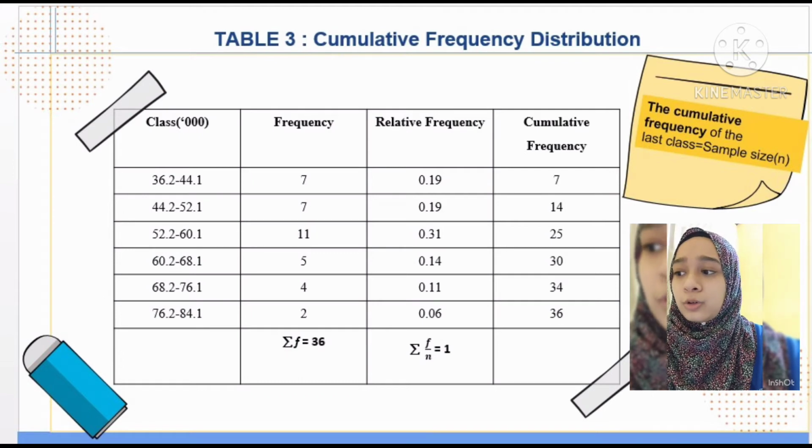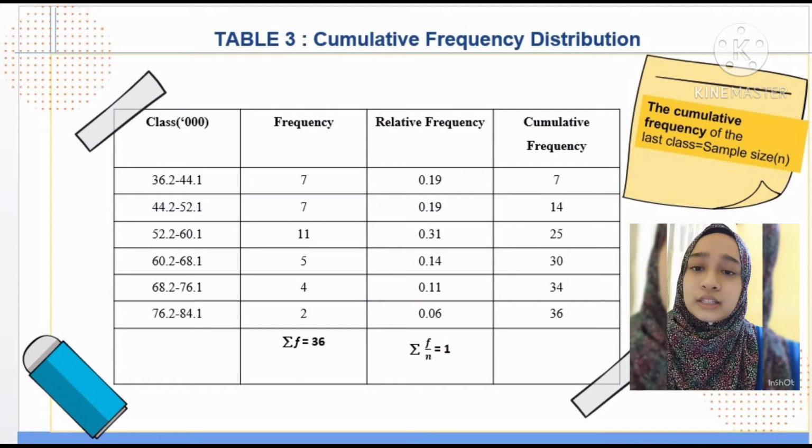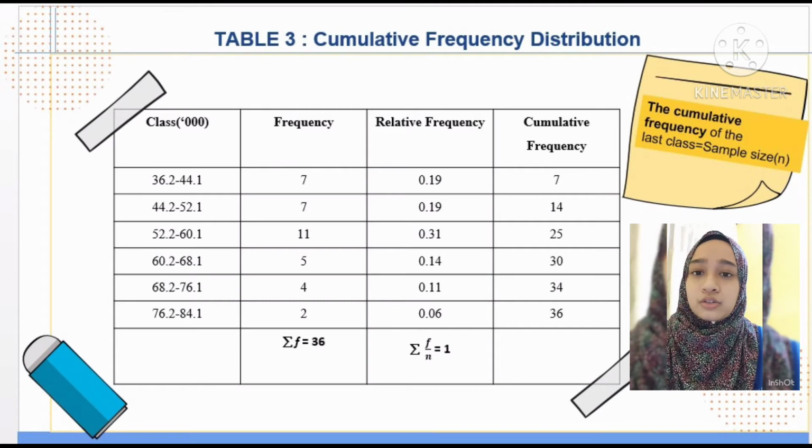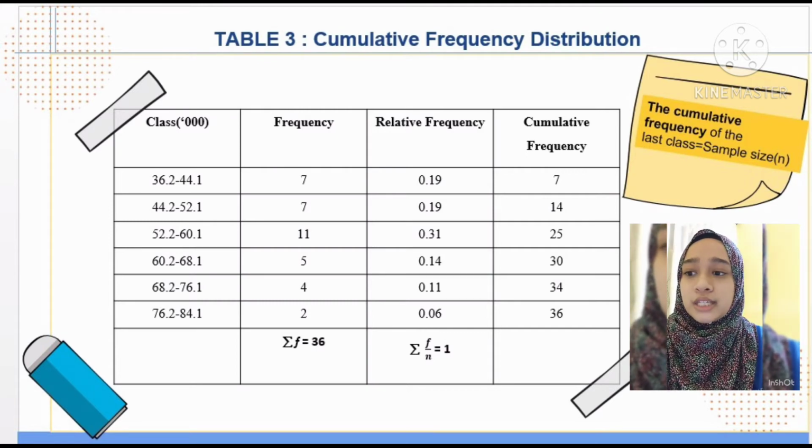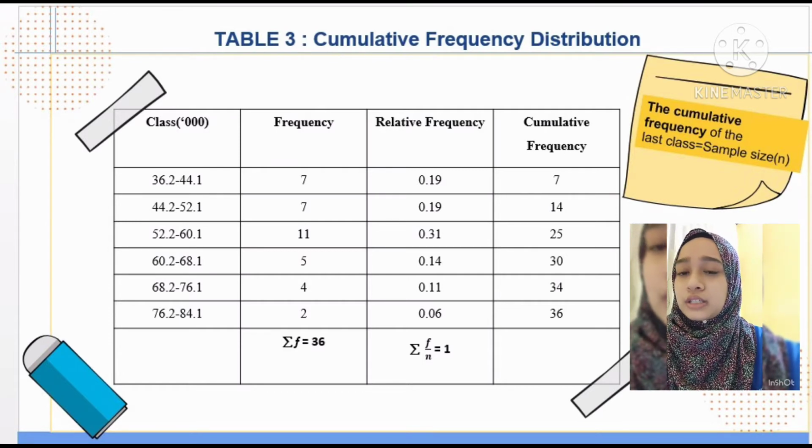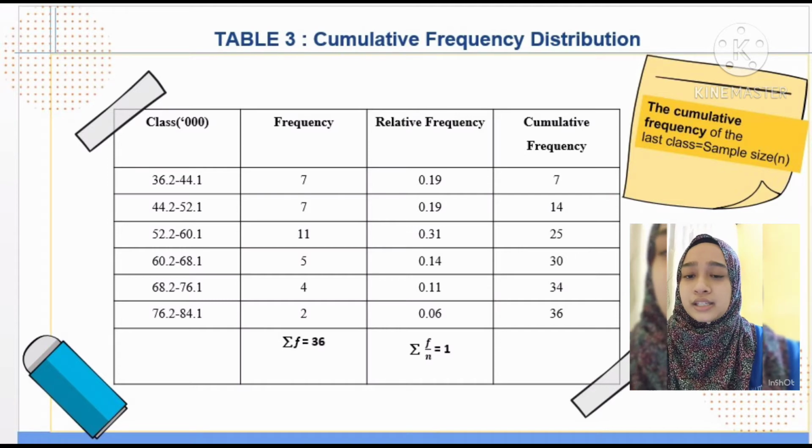And next, at 44.2 until 52.1, the frequency is also 7. So 7 plus 7 is 14. Next, 14 plus 11 for 52.2 until 60.1, so we get 25. 25 plus 5 is 30. 30 plus 4 is 34. 34 plus 2 is 36. So we get the same as the sample size.